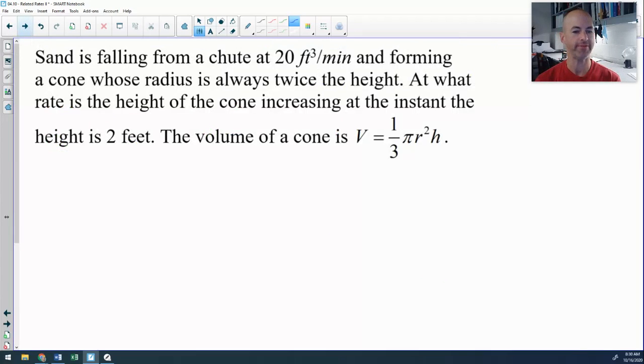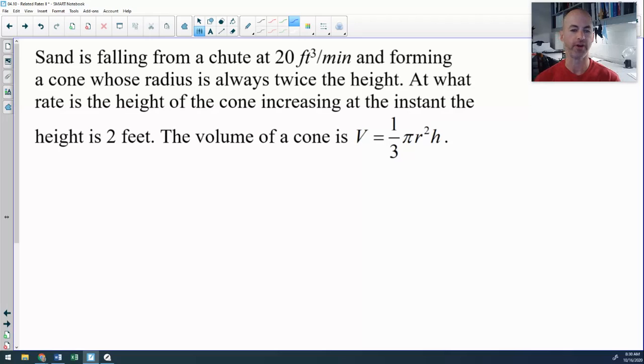In this one, we have sand falling from a chute at 20 feet cubed per minute. It's going to form a cone. The radius of the cone is always twice the height. At what rate is the height of the cone increasing the instant the height is 12? And then you are given the formula for the volume of a cone, so that's kind of nice.